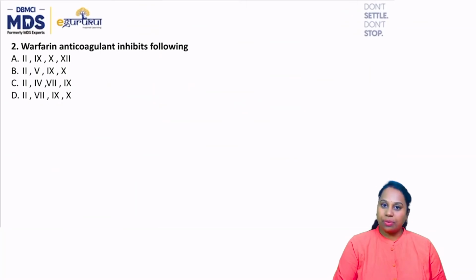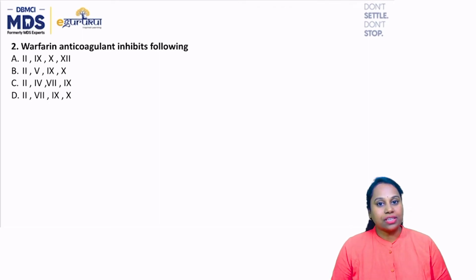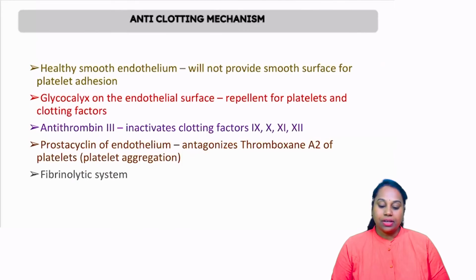Over to question number 2. Warfarin anticoagulant inhibits the following. What is warfarin? Warfarin is an oral anticoagulant. The mechanism of action. Before we move on to the mechanism of action of warfarin, let's discuss the natural anti-clotting mechanisms inside the body.